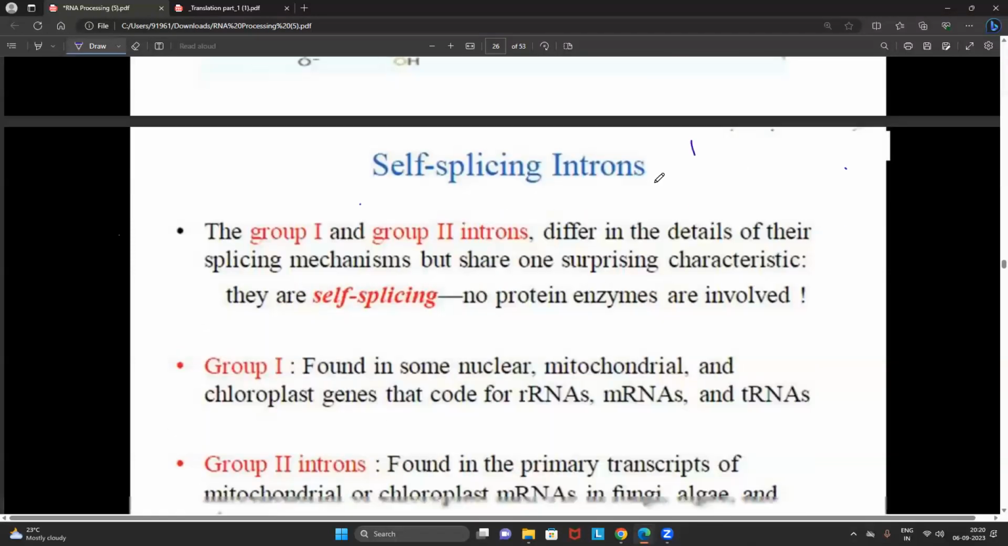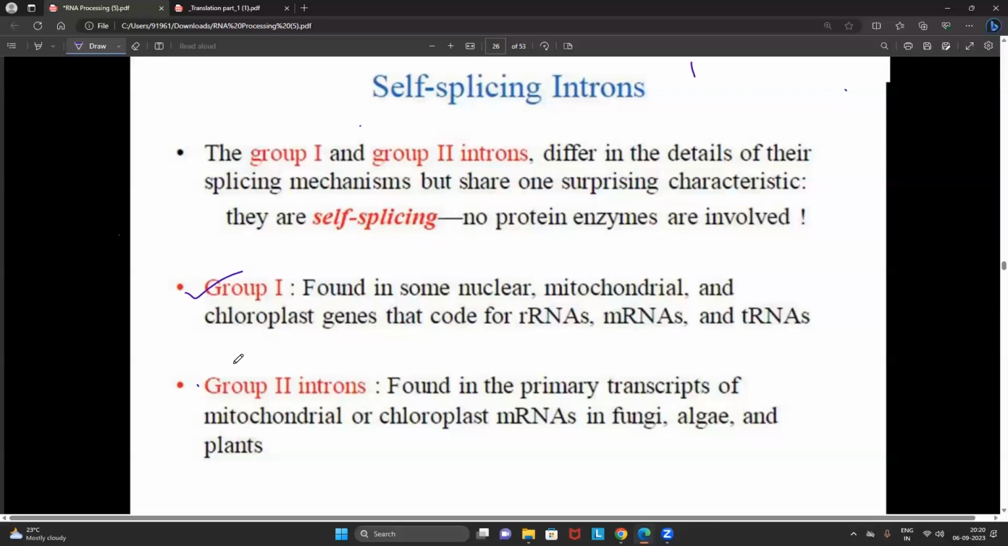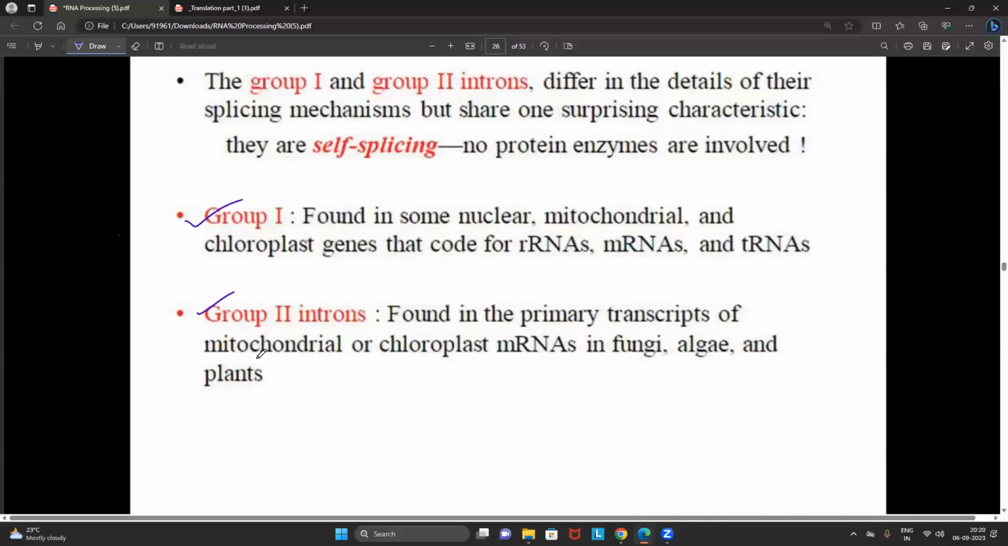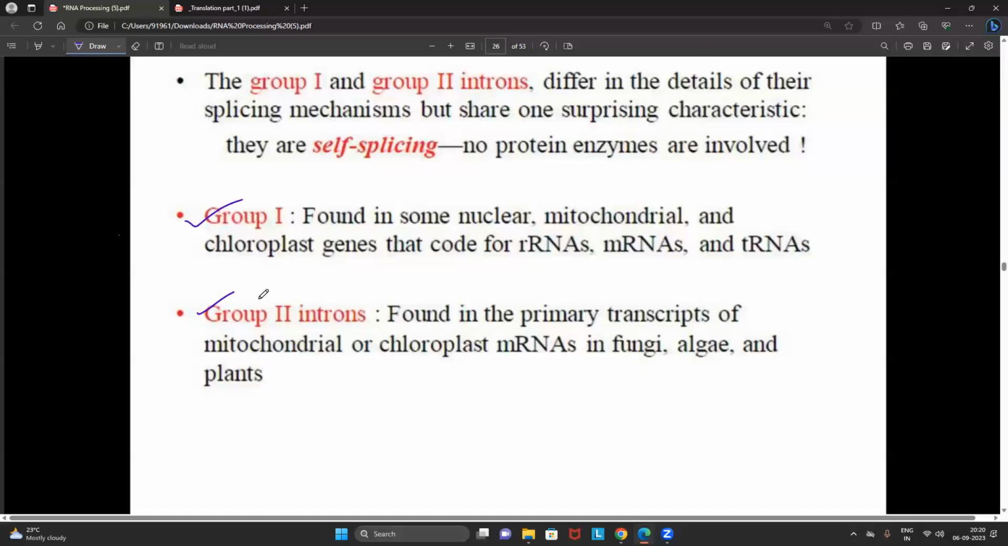Now, all the students, listen, friends. What are the different types here? Group 1 intron, group 2 intron. I will tell you the difference. Before the difference, you have to understand what is common. What is common is that group 1 and group 2 never depend on anyone. Just with the help of the branch point, the splicing occurs. But what is the difference between group 1 and group 2?